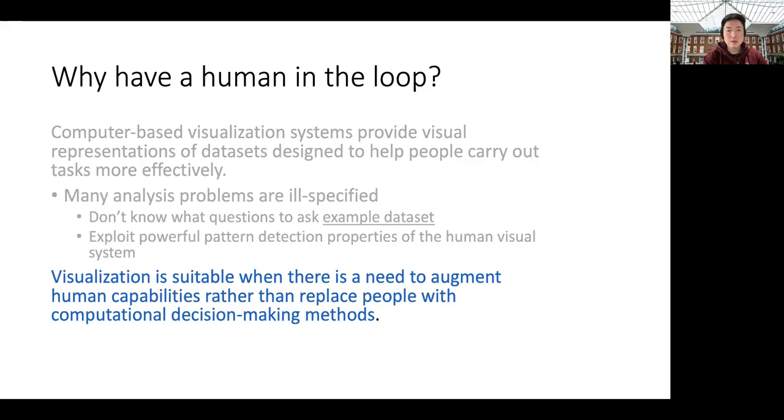So visualization is where you still need the human to be involved, but to help the human make the decision faster or better, rather than entirely replace the human. There are cases where you don't really need human involvement. You can make the decision completely using a machine learning model, for example. In those cases, you don't necessarily need validation.